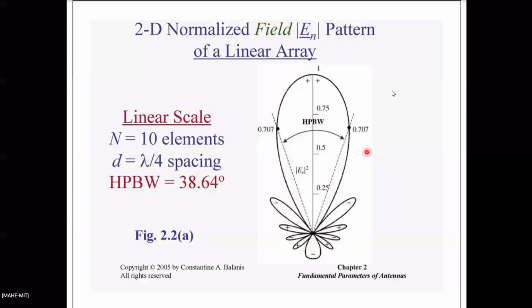Yes, sir. Sir, why are the minor lobes smaller in size? Because the amplitude is less. Minor lobe is called so because its amplitude is less than the major lobe.